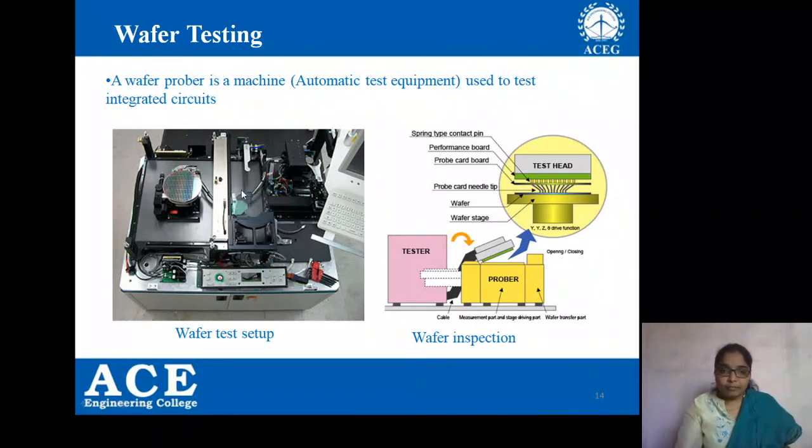Whenever this wafer is placed on the wafer stage, this test head will move to one die first, then the metallic contacts of the die are connected to the probe card needle tips, so that the particular die will be tested. After testing that particular die, the wafer stage is going to rotate so that another die will come to this test head. Likewise each and every die will be tested automatically. So this is the wafer test setup, upon which this test head will come and test each and every die.